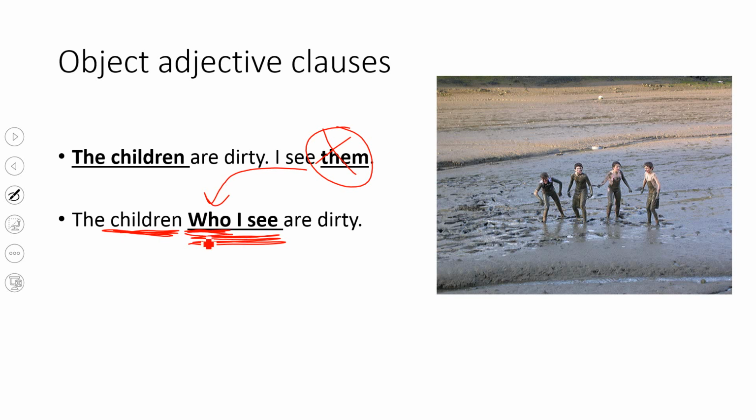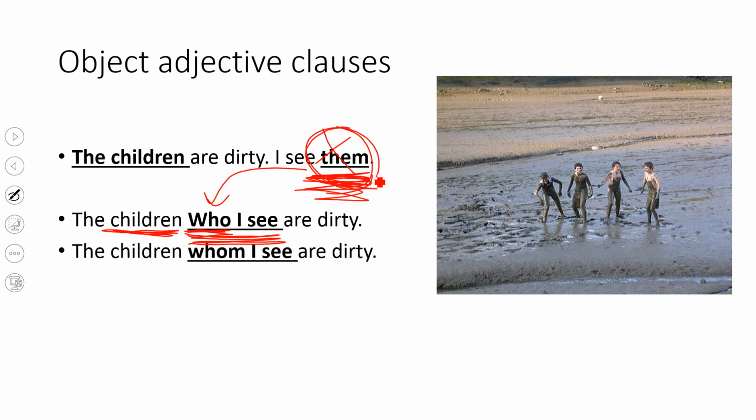The relative pronoun, I have some options with object adjective clauses. And an object adjective clause is when the word that we replace, in this case them, is in the object position. I can also use whom, the children whom I see are dirty, because in this case I'm using an object adjective clause, so the object form of who is whom, but most native speakers don't use whom in this situation. Most use who.